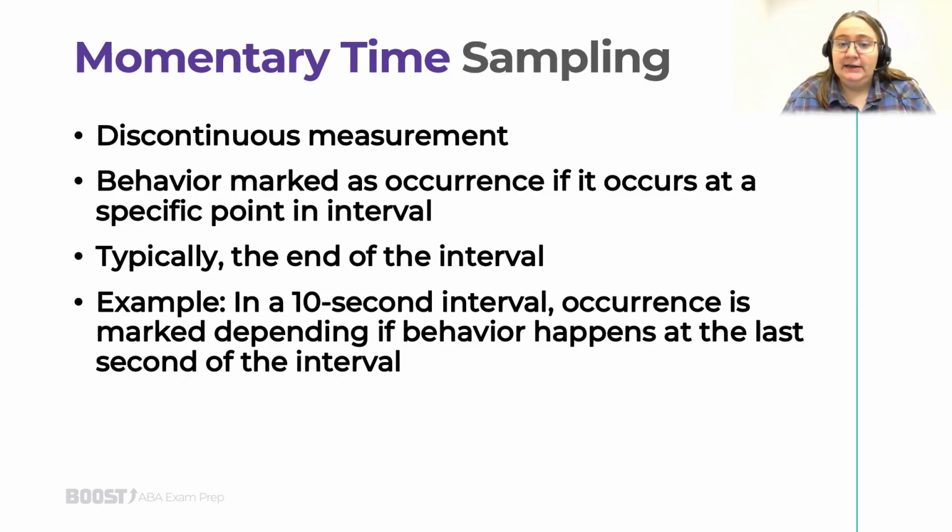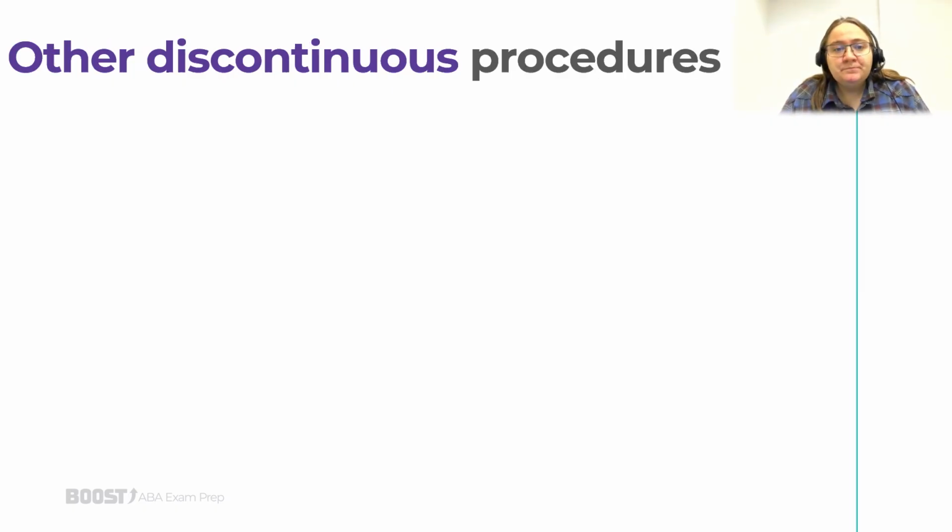So again, in that 10-second interval, it doesn't matter if that behavior was occurring for the 9 seconds before. If you look up at the last second and it's not occurring, you mark it as a no. So it's just looking at that very specific point in the interval, again, typically the last second, to see if the behavior is occurring. If it is at that point, mark it as yes. If not, it would be a no, no matter what else was going on in that interval prior to that.